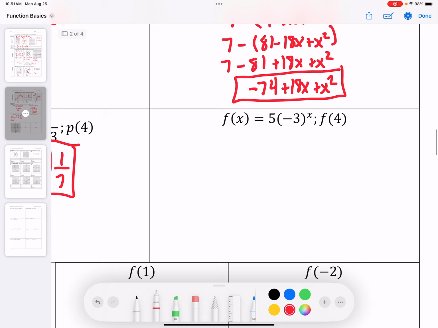Okay, next one. Looks pretty not bad. So we're going to plug in 4 for x. So we've got 5 times negative 3 to the 4th power. So we're going to do negative 3 to the 4th power, which is 81. So we're going to do 5 times 81, which is 405.